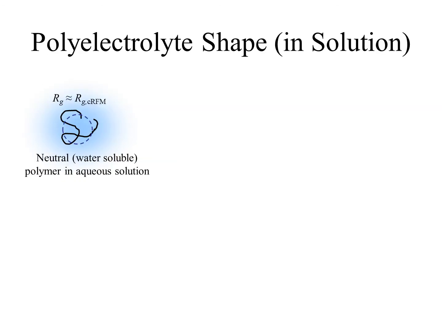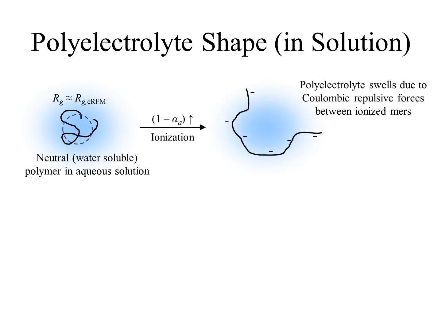In this course, the predominant solvent we'll be interested in is water, and the polymers are water soluble. We can use the corrected random flight model, which uses both the characteristic ratio, C infinity, and the expansion factor, alpha, to estimate the size of the polymer in solution. Now, if the polymer is a polyelectrolyte, the situation gets more complex. As the extent of ionization increases, the polymer swells. This happens as the pH is increased for polyacids, and as the pH is decreased for weak polycations.